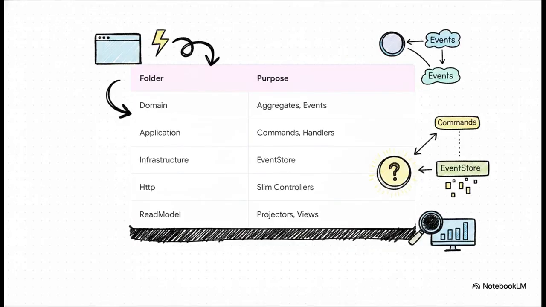To keep all this flow manageable, a clean folder structure is absolutely vital. Your Slim controllers and HTTP logic need to stay completely isolated in the HTTP folder. The domain folder holds your aggregates and events, and it must never, ever know about Slim, your database, or JSON. The infrastructure folder handles the EventSauce plumbing like serialization. This strict separation ensures your core business logic remains perfectly pure and untouched by infrastructure concerns.